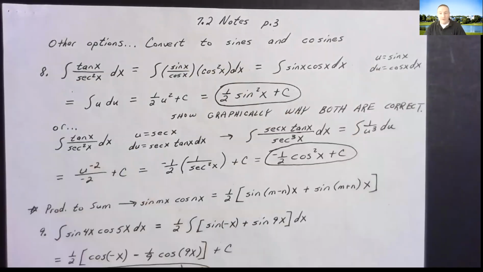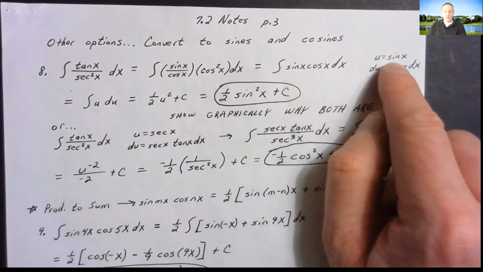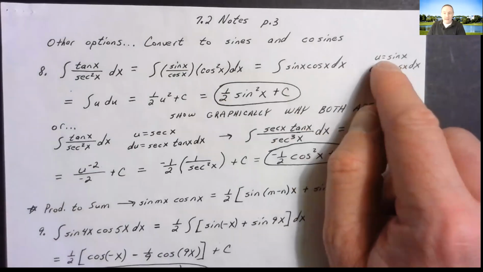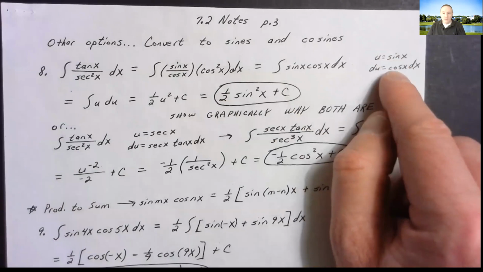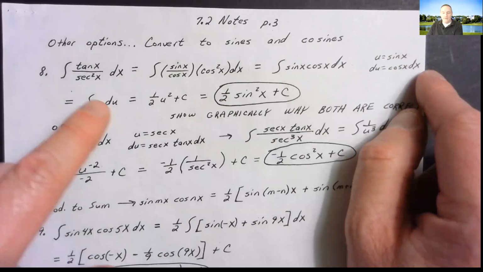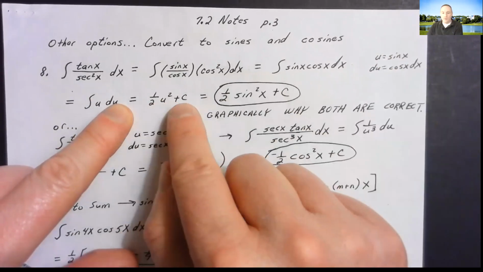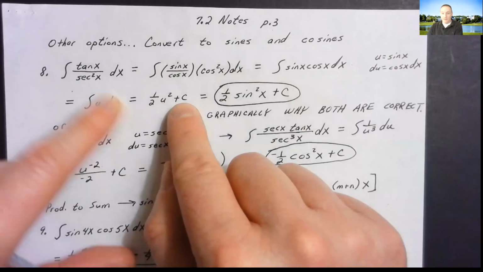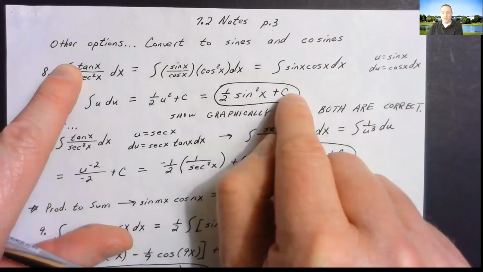At that point, you really can't go wrong. You can choose either of those functions for your substitution. The slightly easier choice is to let u equal the sine of x, and then du is the cosine of x dx. And so you can say, well, hey, this is just the integral of u du, which is going to be 1/2 u squared plus c. I can say, well, this answer then is 1/2 sine squared x plus c.